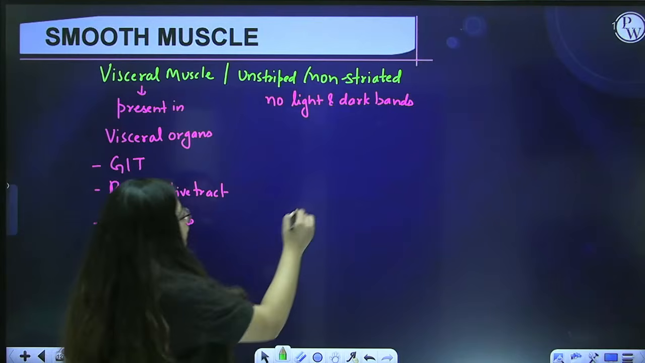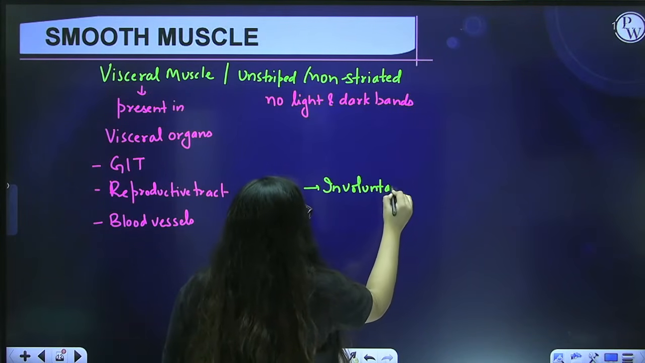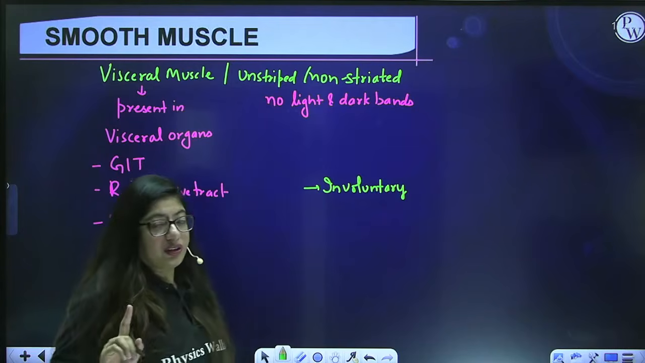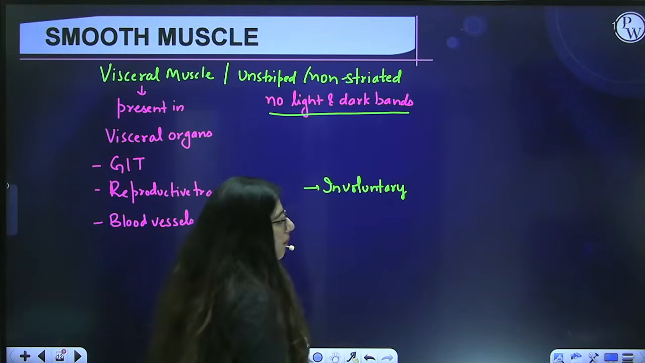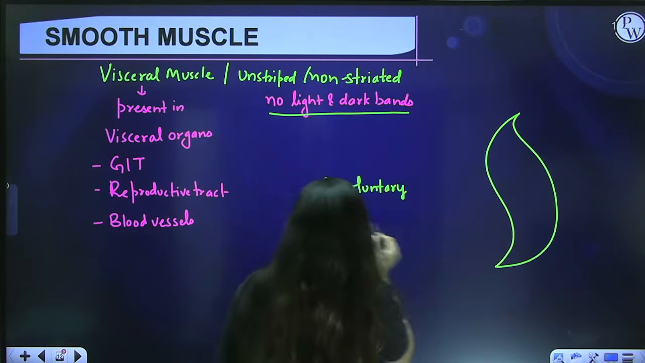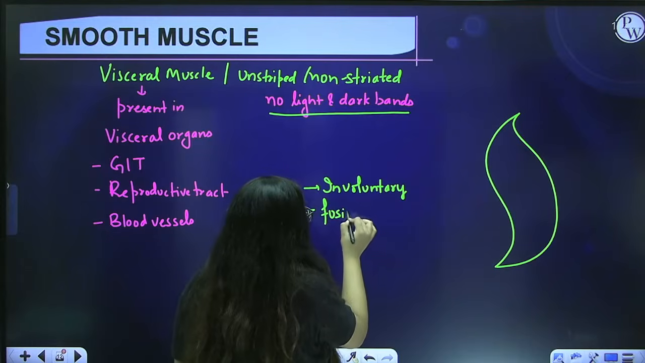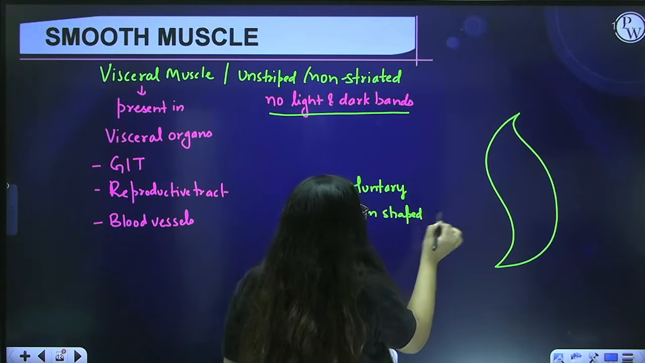Then this muscle is involuntary. That means it is not under your control. Why is it smooth? Because it has no alternating light and dark bands. If you see the shape of this muscle, the shape is fusiform. What was the shape of the skeletal muscle? It was cylindrical. This is fusiform.